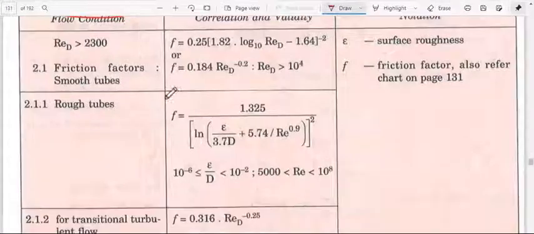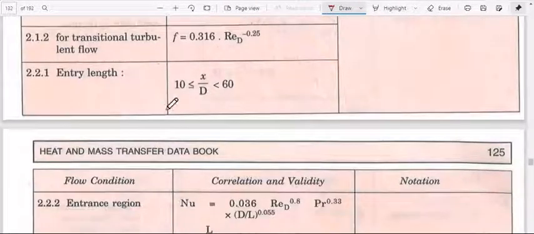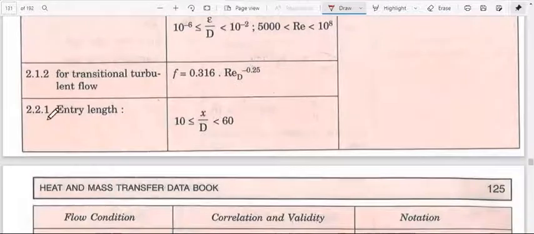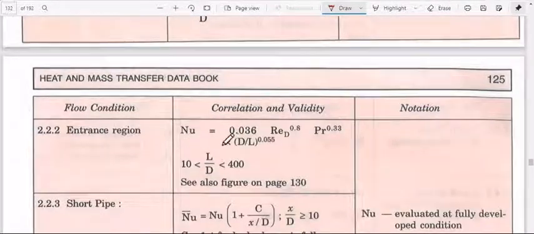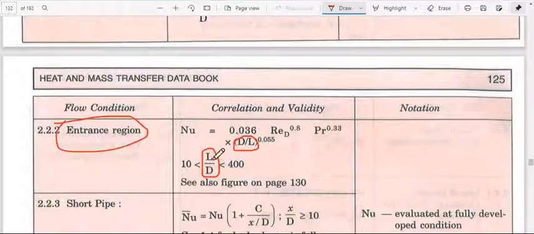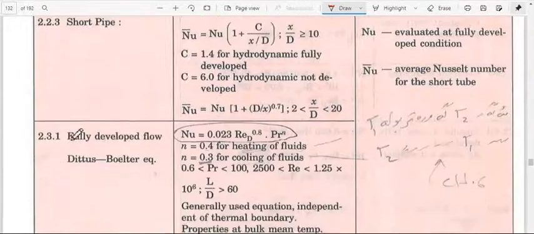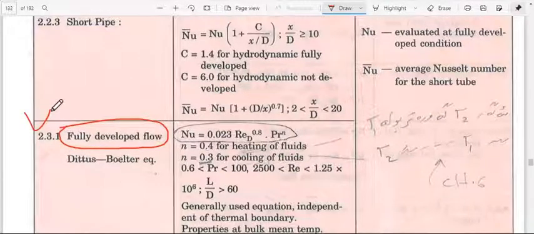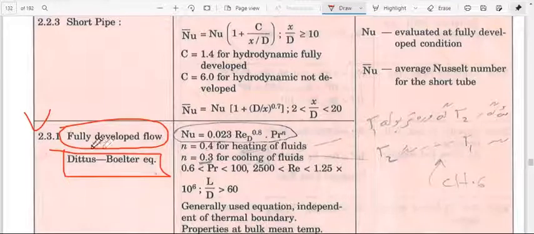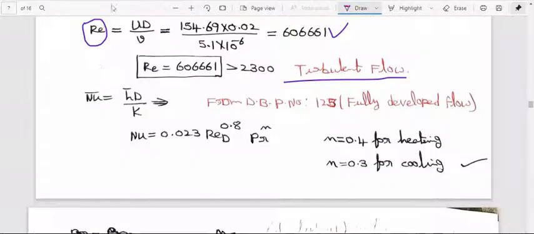So here, this is turbulent. So where is the Nu formula? Here are the f values and the entry length x by D. On the entry region, Nu equal to a different expression with diameter and length values, so here the L by D ratio is used for entry regions. We can calculate the L by D value and substitute it in this equation for short pipes. Coming to the fully developed flow, this is the standard formula for turbulent flows in a tube, the Dittus-Boelter equation. So here, this is the fully developed flow.